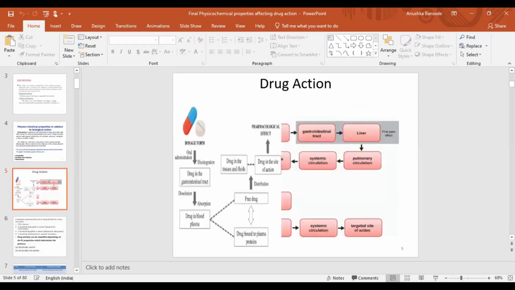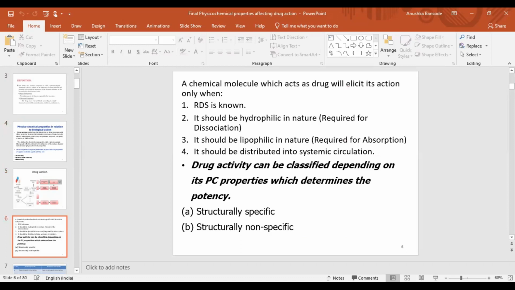This slide explains how an oral dosage form, when it enters the GI tract, ionizes, and how it further absorbs and moves into the bloodstream, into the plasma, and thereby shows its action. A chemical molecule which acts as a drug will elicit its action only when the rate determining step is known. It should be hydrophilic in nature, as hydrophilicity is required for dissociation. It should be lipophilic in nature, which is required for absorption, and it should be distributed into systemic circulation.